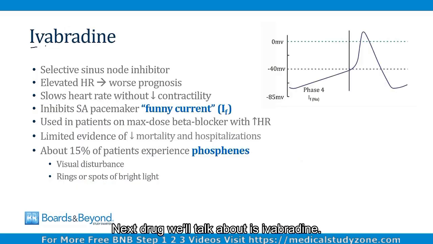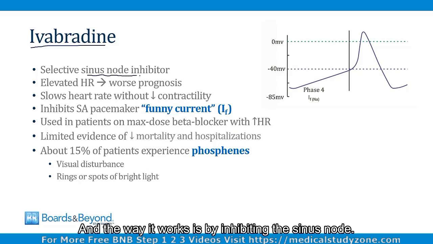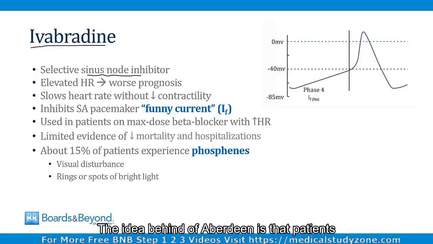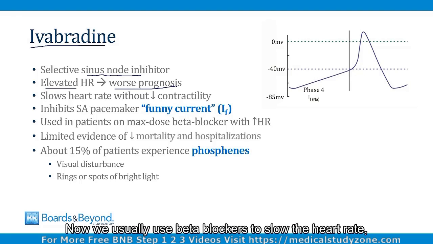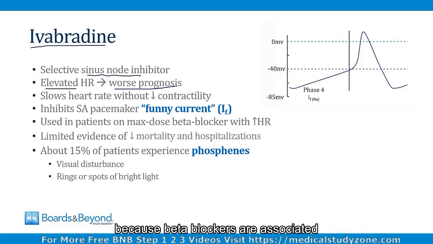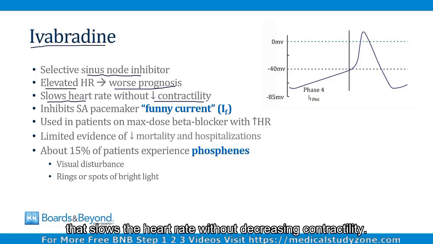Next drug we'll talk about is ivabradine. Ivabradine is also given to patients with systolic heart failure, and the way it works is by inhibiting the sinus node. This will slow the heart rate. The idea behind ivabradine is that patients who have systolic heart failure and a fast heart rate have a worse prognosis. Now, we usually use beta blockers to slow the heart rate because beta blockers are associated with improved survival in heart failure. But there are some patients who can't tolerate the beta blockers because beta blockers reduce contractility in addition to heart rate. So ivabradine has a unique mechanism of action that slows the heart rate without decreasing contractility.